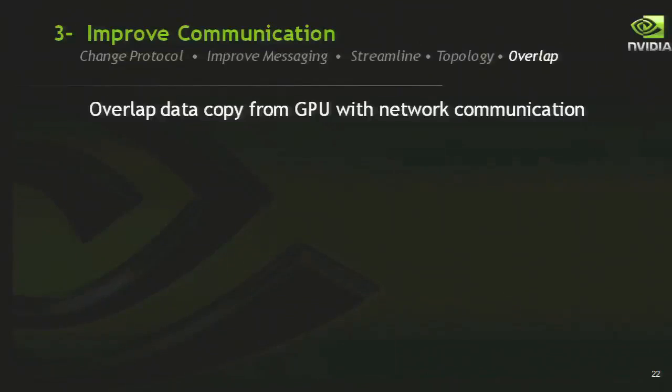Overlap. This is something that Dhabaleswar Panda brought up earlier, which was try to overlap the memory copies that you're doing with the communication that you're doing. So memory copies that you're doing off of the GPU, for example, with MPI communication that you're doing across the network. So don't do a synchronous memcopy and then do a synchronous MPI. And it's already built into his code, so you don't even need to worry about it.